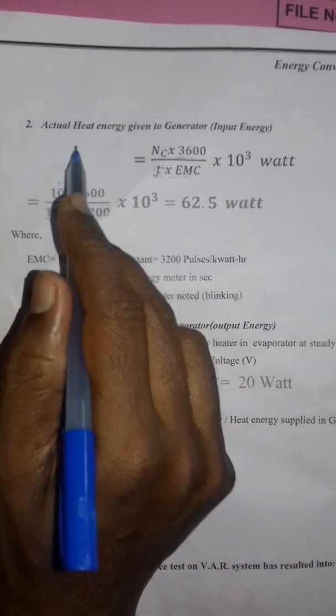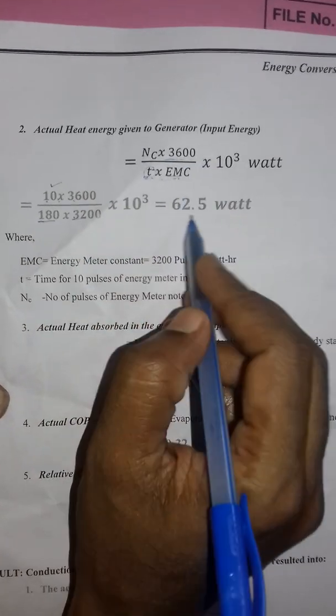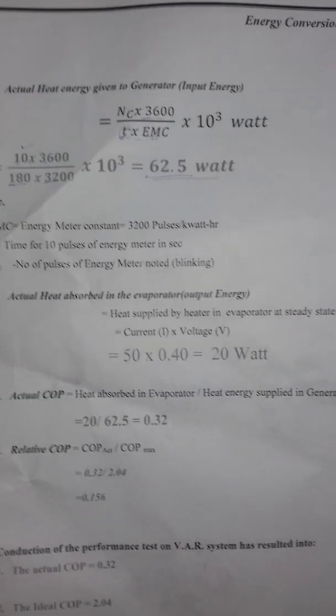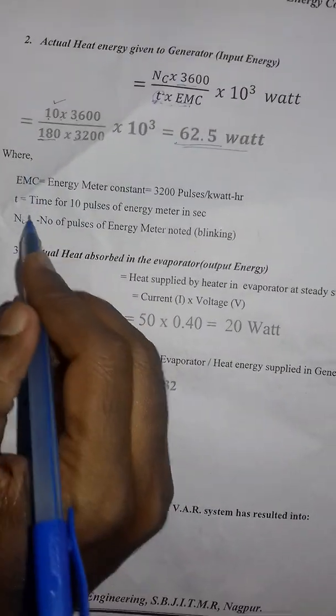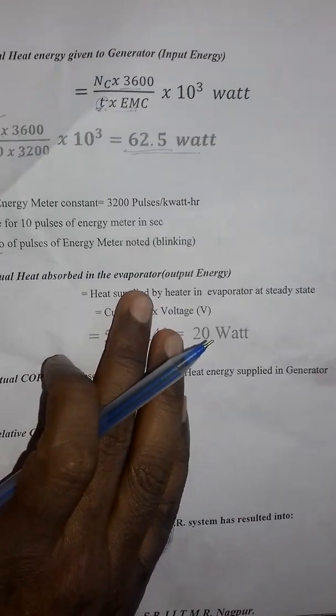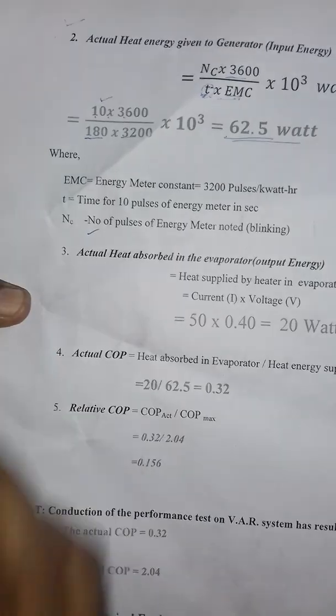So the actual amount of heat energy given to the generator is how much? 62.5 watt. This we calculated. So here the meaning of this EMC, TNC is given. Then the actual heat absorbed in the evaporator. Now, parameter number 2 is the actual amount of work done.